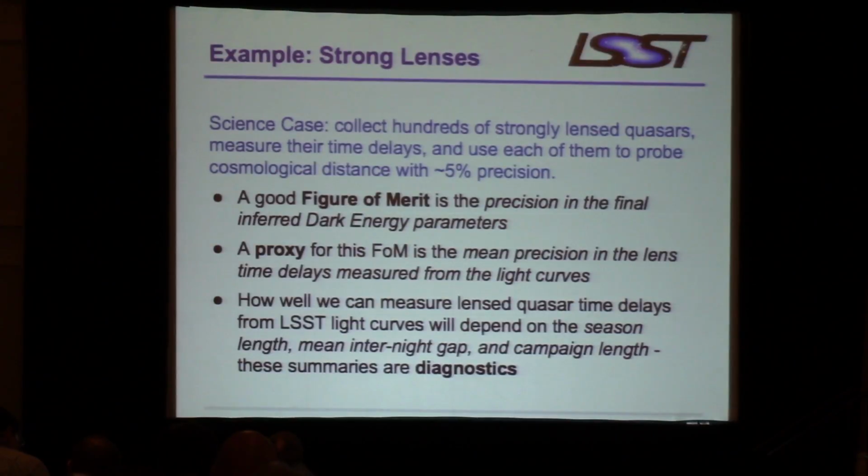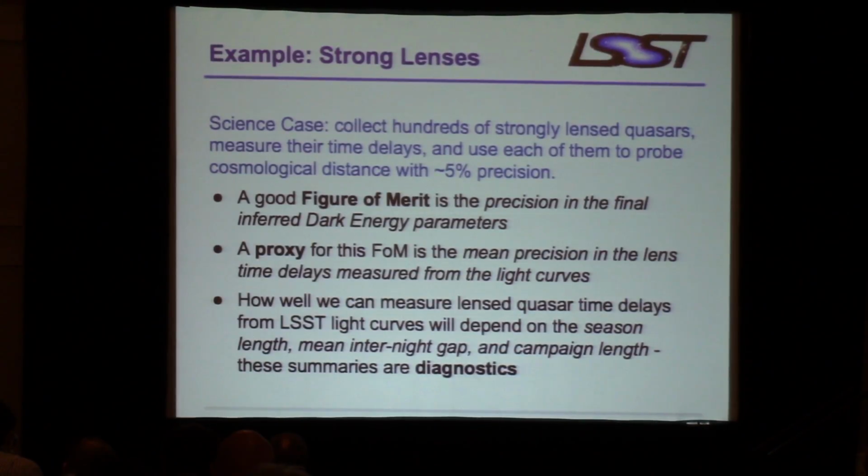Now, to calculate that is a lot of work. So a good proxy for that is something more like the mean precision in the time delays between these flickering light curves that I'm hoping to measure. So mean precision in time delay is my proxy for my figure of merit.